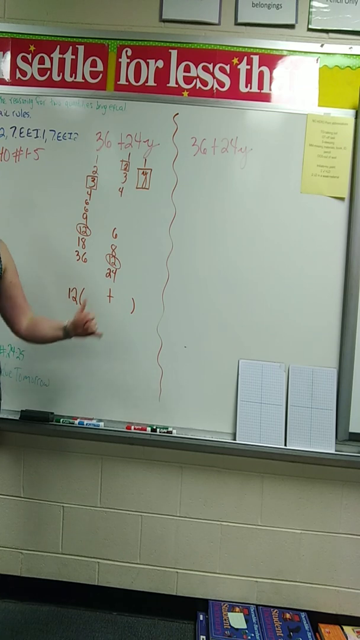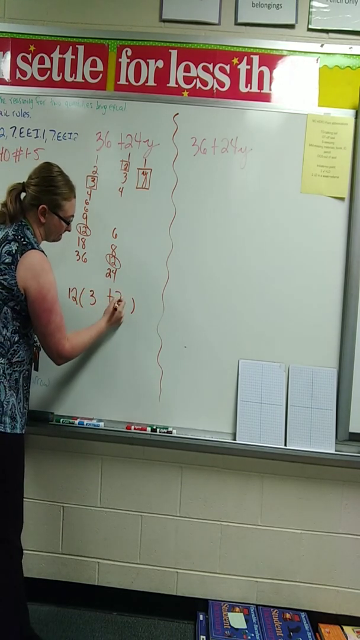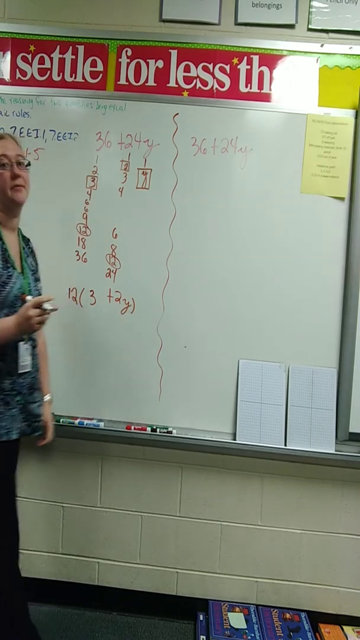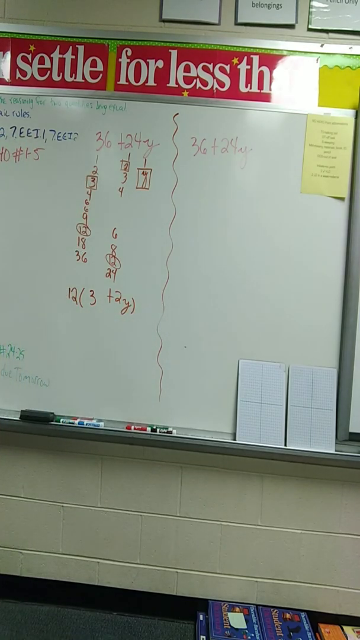What goes on the inside then? The box. 3 and 2y. Okay. So, we have 12 times the quantity 3 plus 2y.